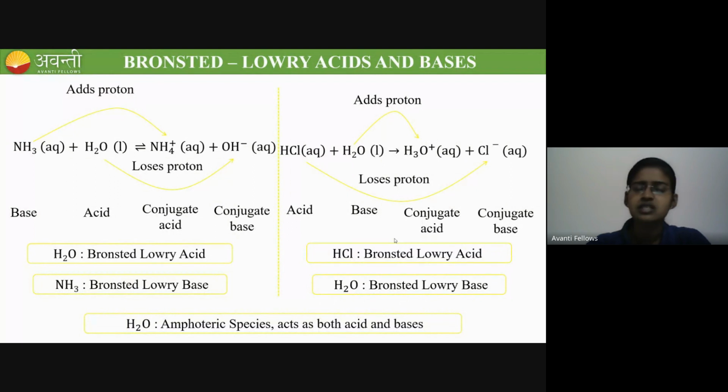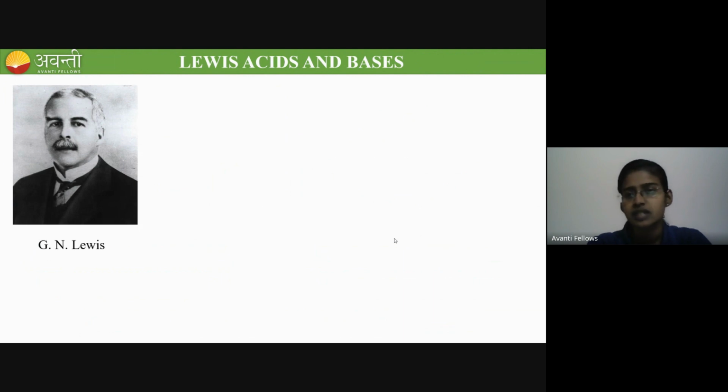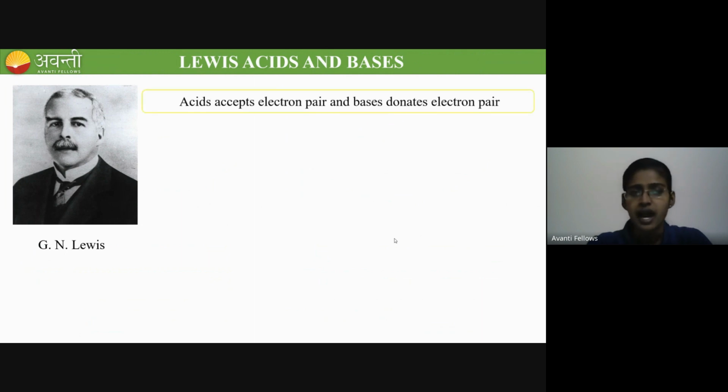Now in this concept also, it was applicable only to very limited compounds. So because of the limitations, thirdly, this scientist Lewis comes. G.N. Lewis comes up with his own idea, and his definition was: acids accept the electron pair and bases are the substances which donate the electron pair. So this person doesn't talk about H plus or OH minus or anything. He is talking about the electron pair. The substance which is accepting the electron pair is an acid and which donates the electron pair is called a base.